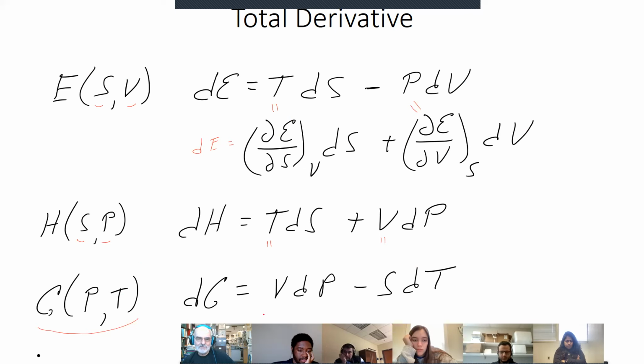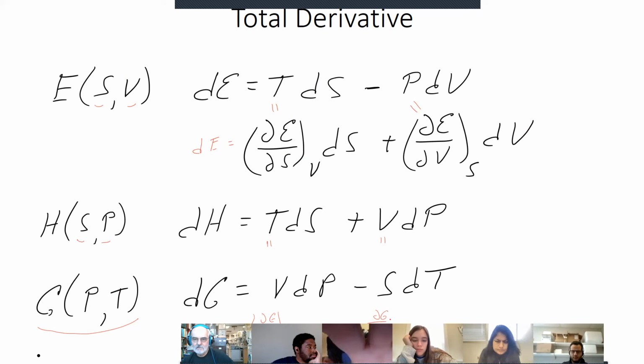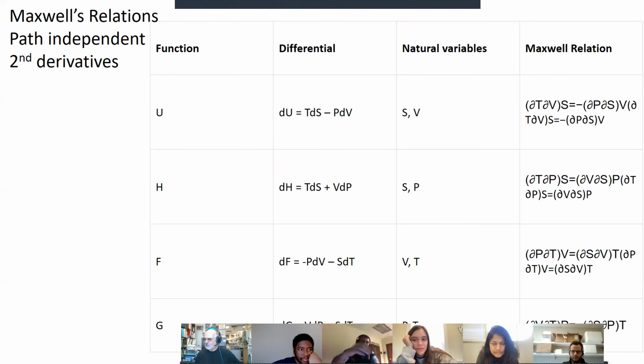And again, we would get something that looks like dG/dP at constant T, and dG/dT at constant P. And those we showed were equal to V and minus S. Okay, and so these are the equivalent total derivatives and what they're equal to. All right. And so that's sort of the value of knowing that these are total derivatives. These also lead to something else. So here are those equations written down a little differently.